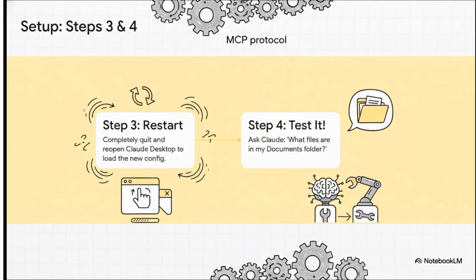Okay, moment of truth. Let's test it. Ask it a simple question like, what files are in my documents folder? You should see a little confirmation pop up asking for permission. Go ahead and approve it, and you should see a list of your files appear right in the chat. And just like that, congratulations, your AI now has hands.